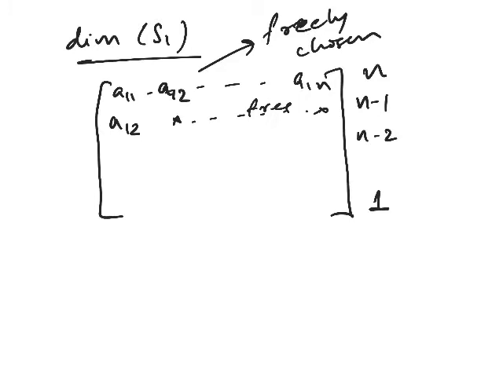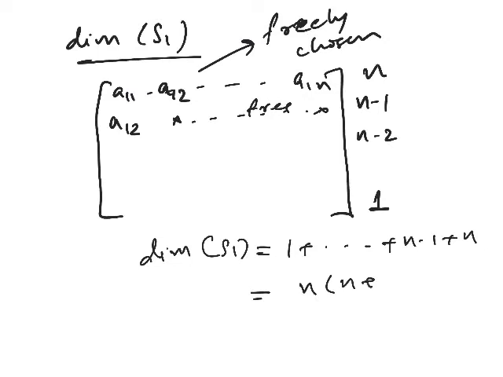So the total number of free variables is 1 plus etc. up to n. Sum of 1 to n is what? So the dimension of S1 is 1 plus etc. plus n minus 1 plus n. This is equal to n into n plus 1 by 2. Right? So this is the dimension of the set of symmetric matrices. The set of symmetric matrices is a subspace of R n cross n and its dimension is n into n plus 1 by 2. So can you give me a basis for the case of 2 cross 2?